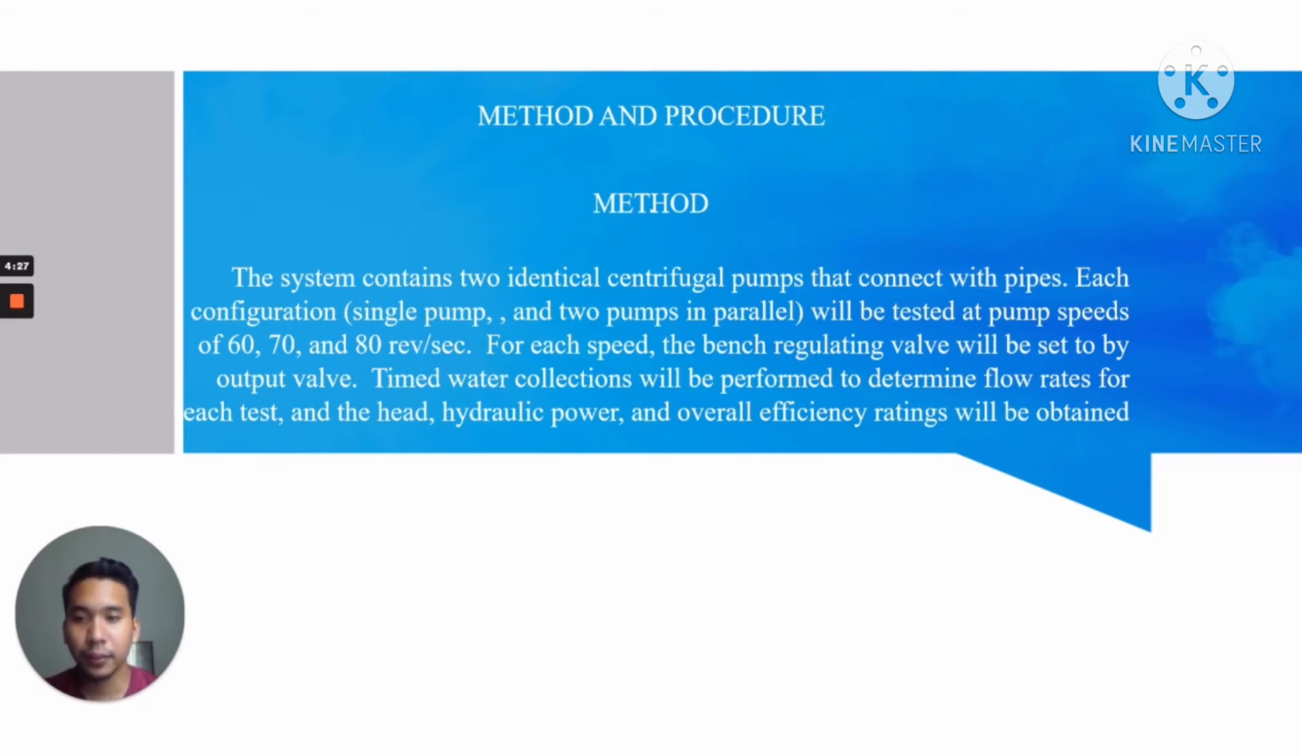So, the method that we use is the system contains two identical centrifugal pumps that are connected with pipes. Each configuration, which are single pump and two pumps in parallel, will be tested at pump speeds of 60, 70 and 80 revolutions per second. For each speed, the bench regulating valve will be set by the output valve. Timed water collection will be performed to determine flow rates for each test, and the head, hydraulic power and overall efficiency ratings will be obtained.